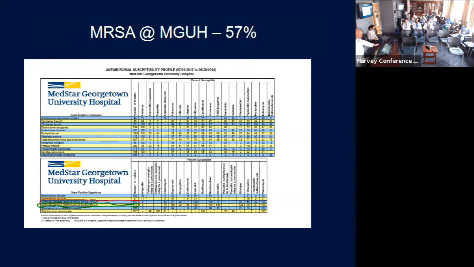I think this is from about a couple of years ago, but the bottom line is we've been running about 57% of our Staphylococcus aureus isolates being methicillin resistant. Actually it had been higher, so it's been stable to better than it has been in past years.